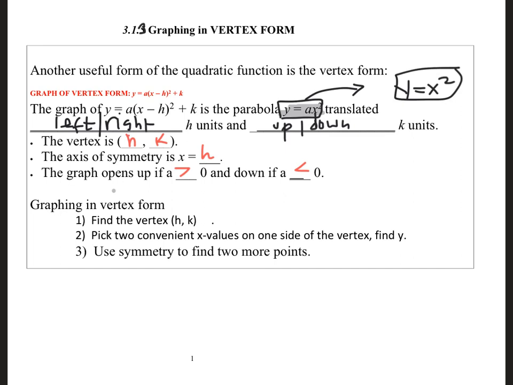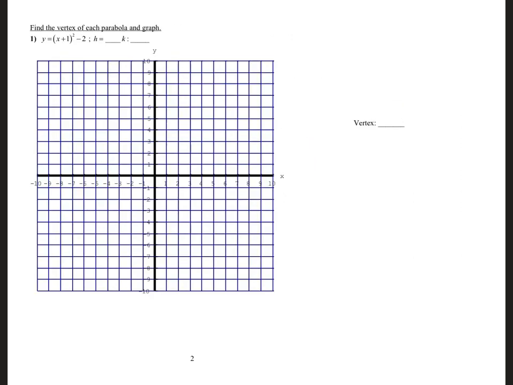So how are we going to graph in vertex form? The steps are right here. Step 1, we find the vertex. Step 2, pick 2 convenient x-coordinates on either side of the vertex. Find y, and use symmetry to find more points. So let's look at an example.